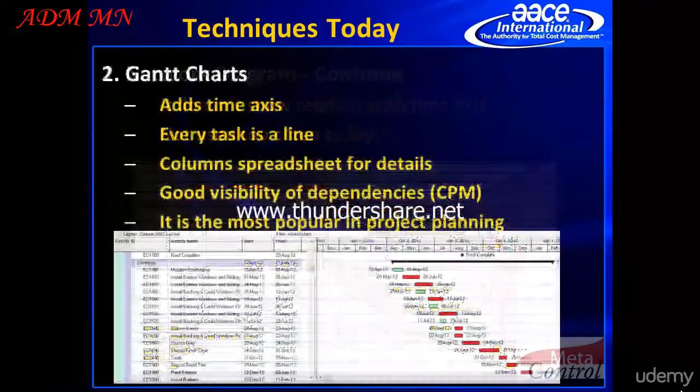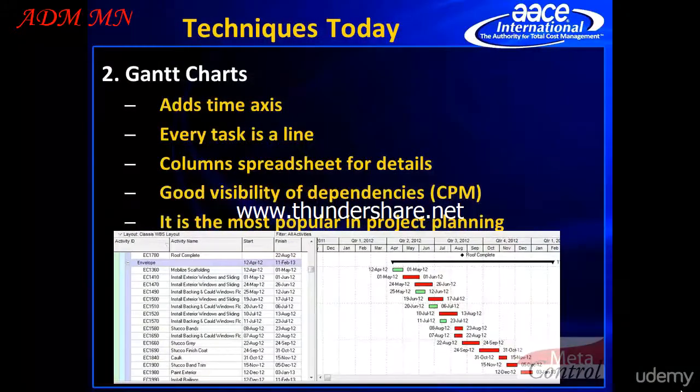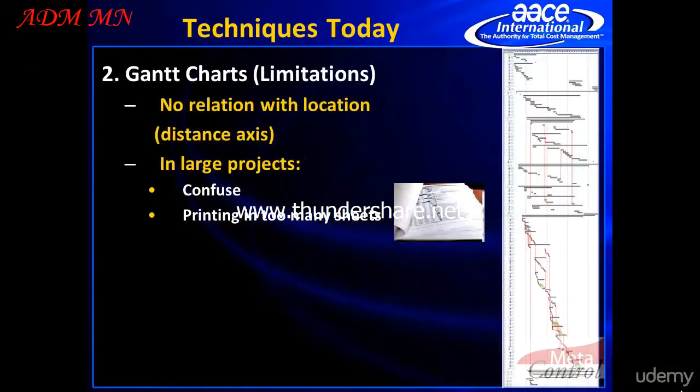The most popular planning technique, without any doubt, is the Gantt chart. This one adds a time scale. There is a good visibility of task dependencies and the critical path. Most planning software is based on Gantt charts. However, there is no location referral. On the other hand, big project plans could be confusing because good visibility gets lost. If you have ever seen a Gantt chart printed on many sheets of paper, you probably know what I mean when I say that good visibility gets lost.